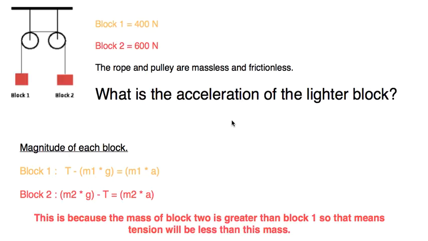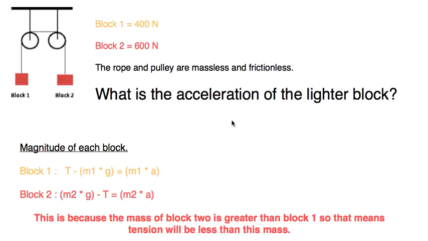Okay, so in this video I have a pulley and rope system, and the pulley and rope are both massless and frictionless. Block number 1 is 400 newtons and block number 2 on the right is 600 newtons. What is the acceleration of the lighter block? The lighter block is block 1, which is 400 newtons.